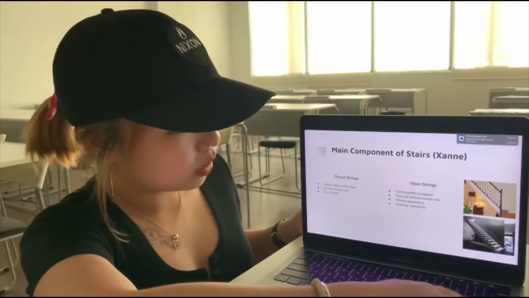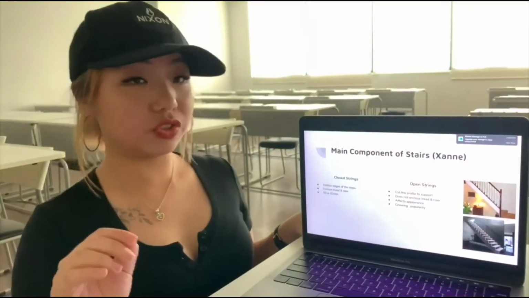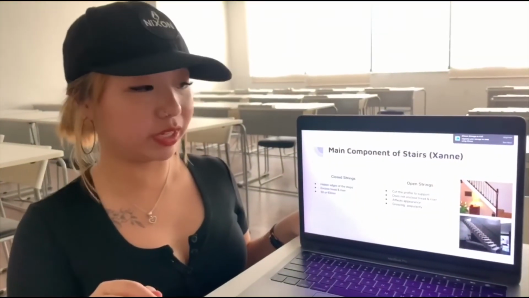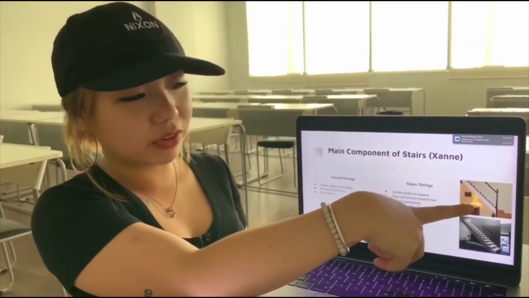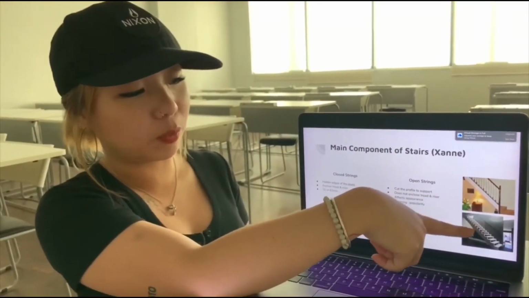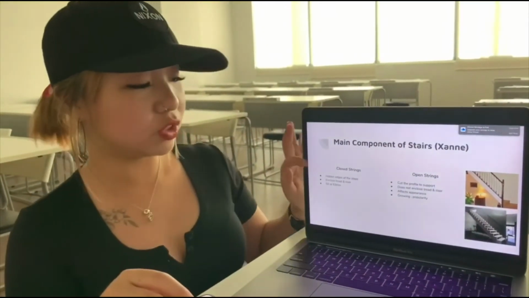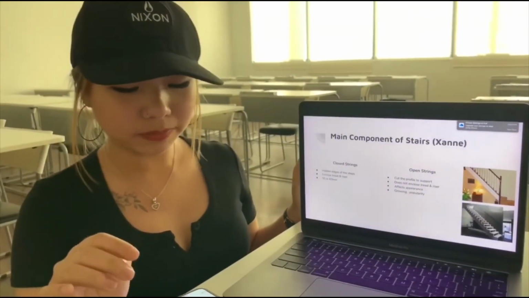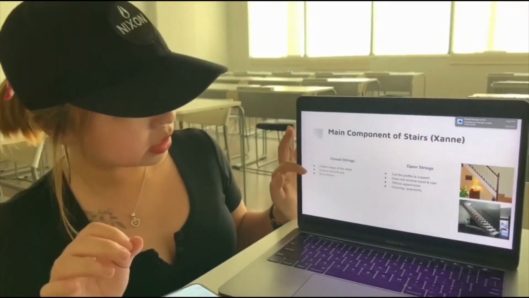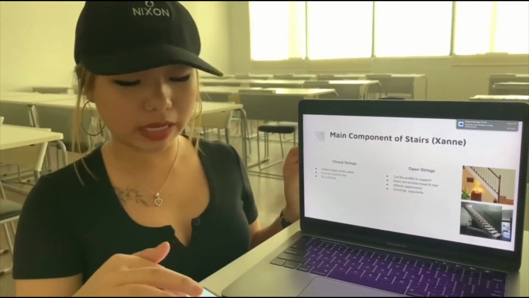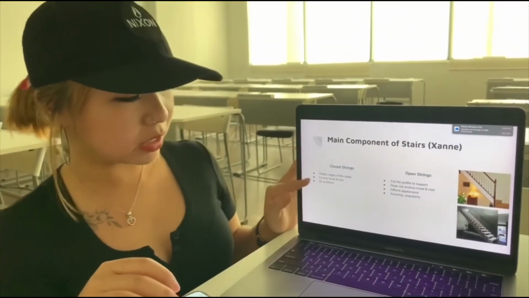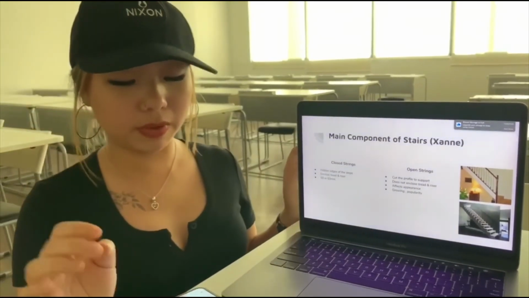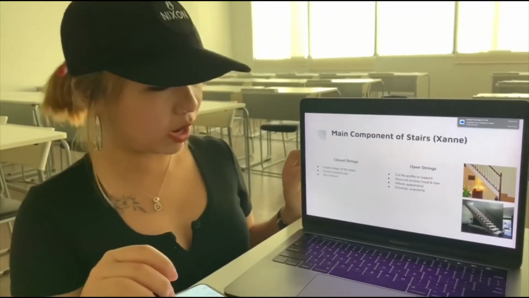Okay, so for the next component, it's strings, open and closed strings. So you can see the difference here. This is closed and this is open. So for the closed string, usually the edges of the stairs are hidden, and it encloses the tread and riser to support, and its top edge projects 50 or 63 mm above the line of nosing of the tread.